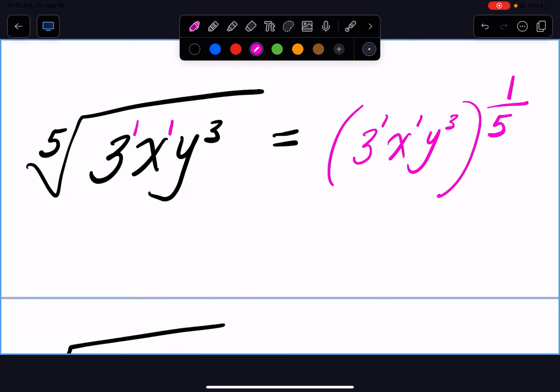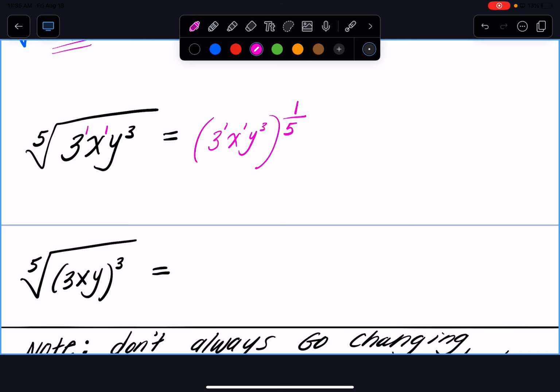All right, it is tricky. It just takes some thinking. We're almost done with the lesson. All right, so what would this one look like? Are they all to the 3rd power? Then this is the easy one. 3xy is all to the 3rd power and all to the 5th root. Do you guys see? All right, look at the difference.